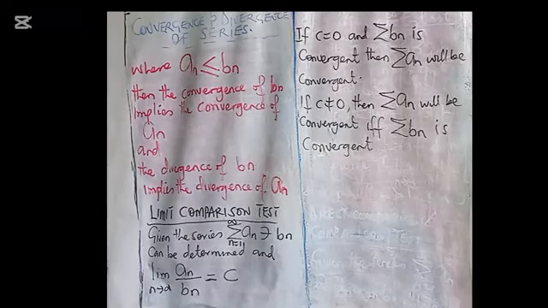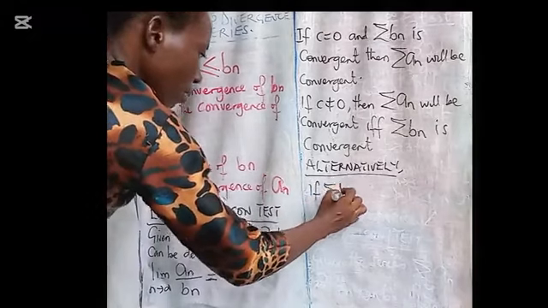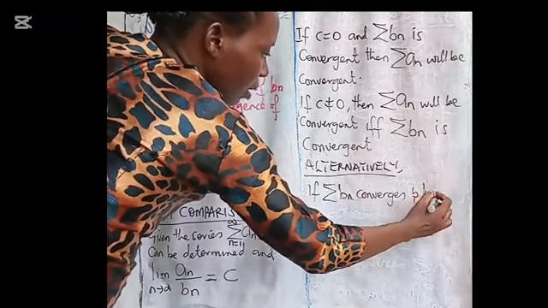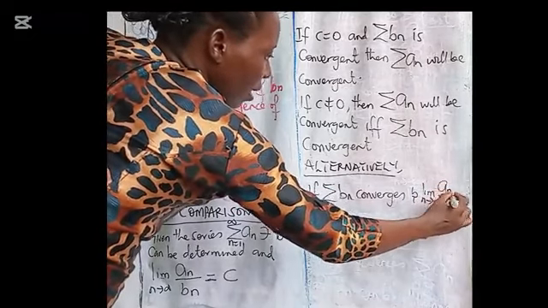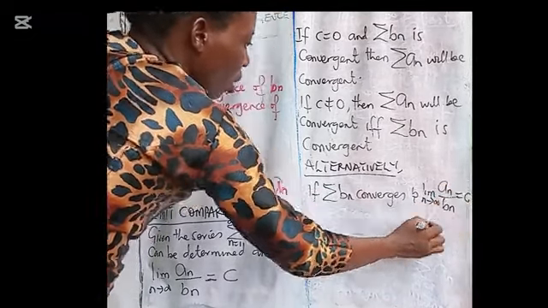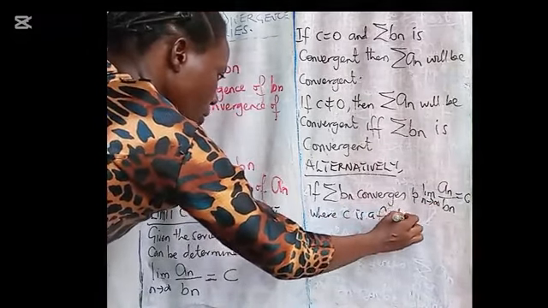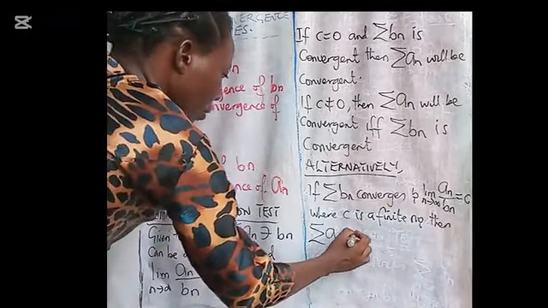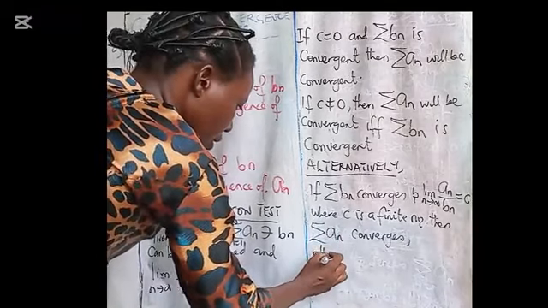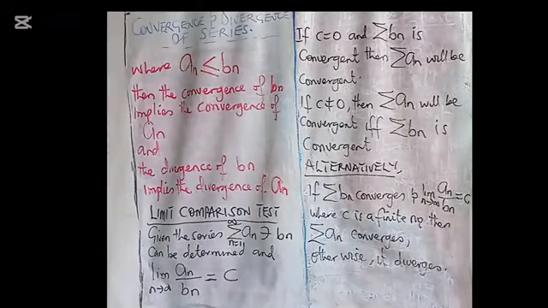Alternatively, for the limit comparison test, we can say that if summation b sub n converges and the limit as n tends to infinity of a sub n over b sub n equals c, where c is a finite number, then summation a sub n converges. Otherwise, it diverges.